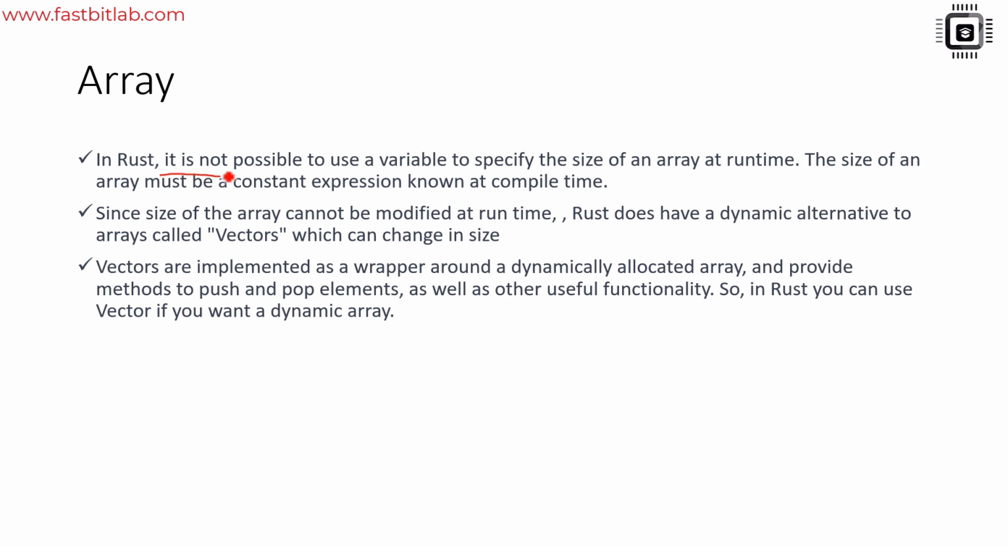Please note that in Rust, it is not possible to use a variable to specify the size of an array at runtime. The size of an array must be a constant expression known at the time of compilation. Since the size of the array cannot be modified at runtime, Rust does have a dynamic alternative to arrays called vectors, which can change in size during runtime of the program. Vectors are implemented as a wrapper around a dynamically allocated array and provide methods to push and pop elements as well as other useful functionality. So in Rust, you can use vectors if you want a dynamic array.